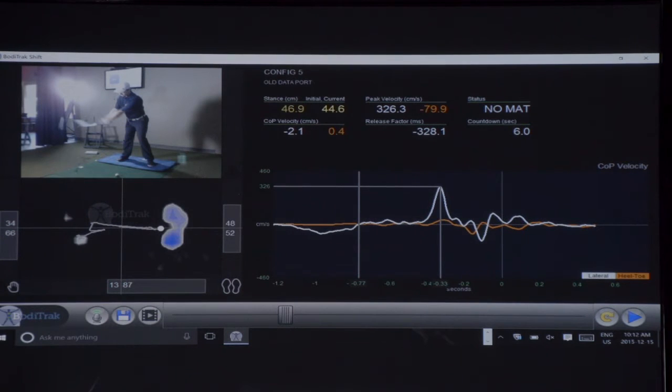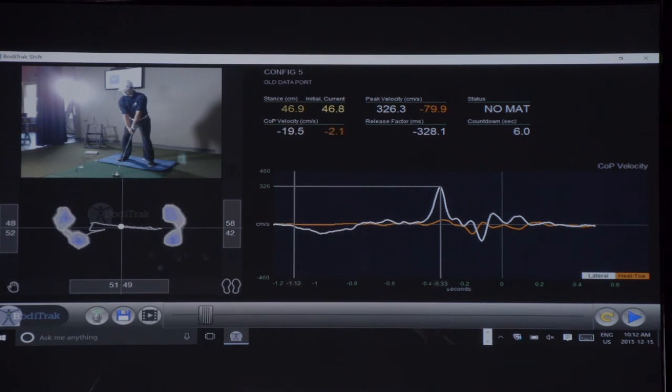On the left, let's take a look at what we're seeing here. We can move the scrubber bar to the address position, and in this case Neil set up with 52% more pressure on his lead side and 48% on his trail, and this represents his left toe, left heel, right toe, right heel. So it very clearly breaks up how the pressure moves. This is called a linear trace. It's actually an excellent trace.